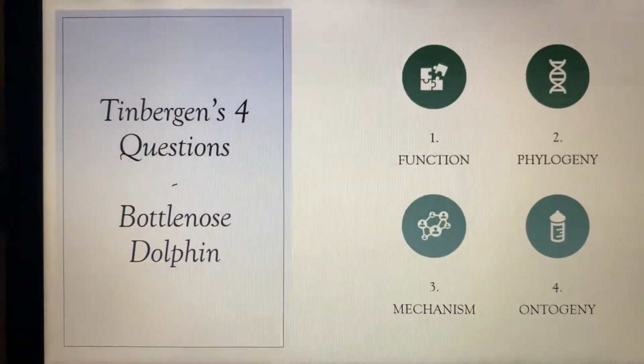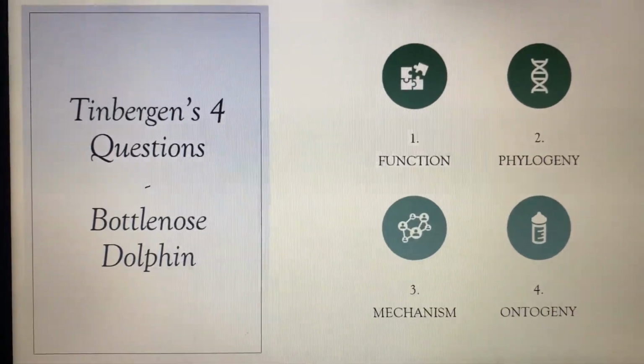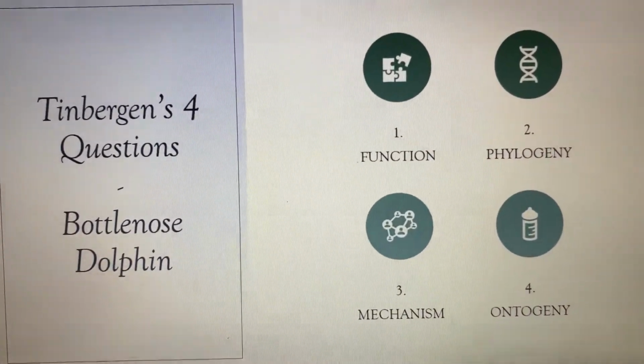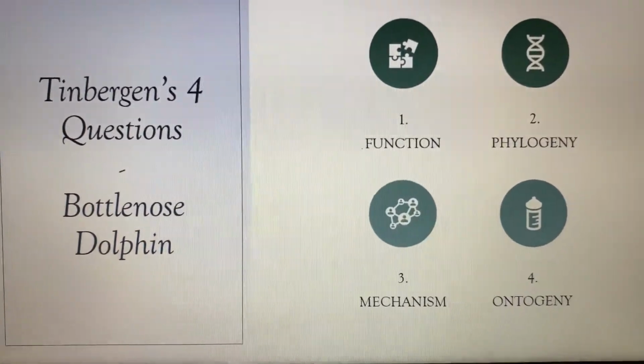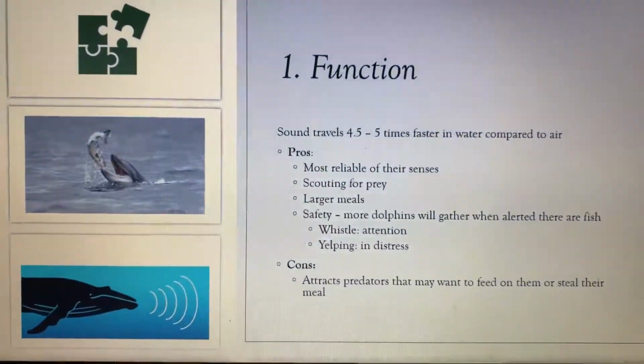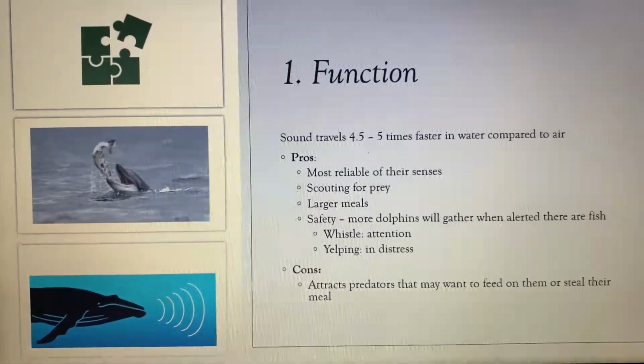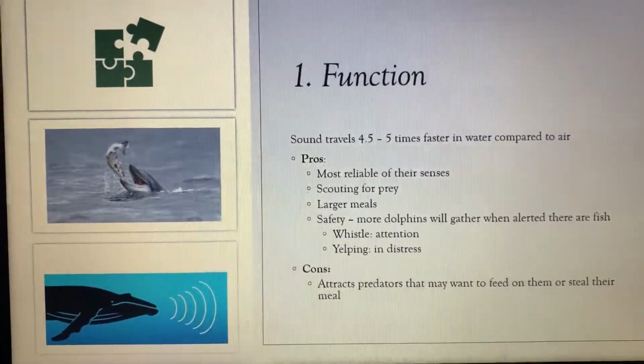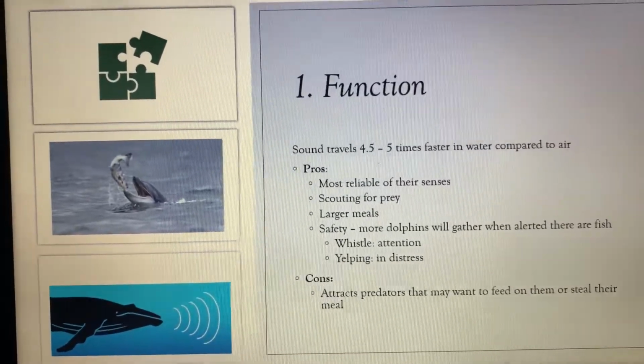Now we're going to move on to Tinbergen's 4 questions. The bottlenose dolphin. Number 1, we have the function. 2, the phylogeny. 3, mechanism. And 4, ontogeny. Number 1, function. So sound travels about 4.5 to 5 times faster in water compared to air.